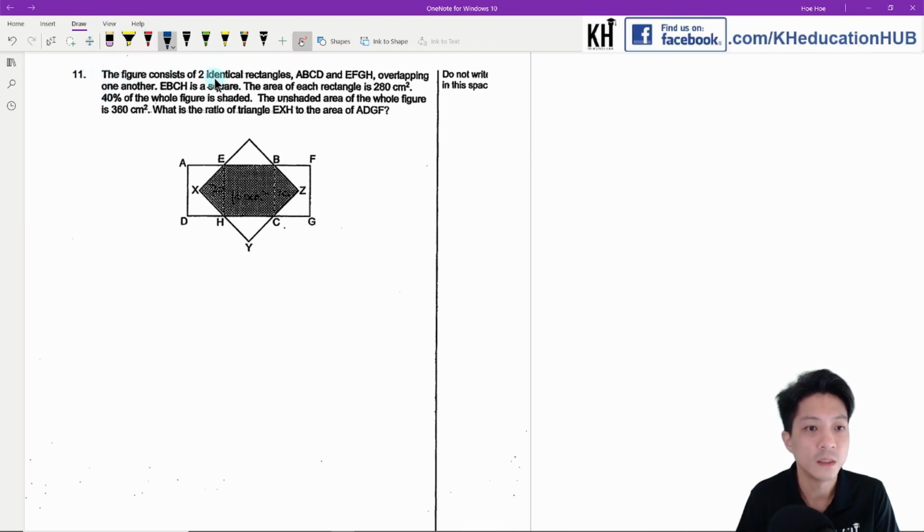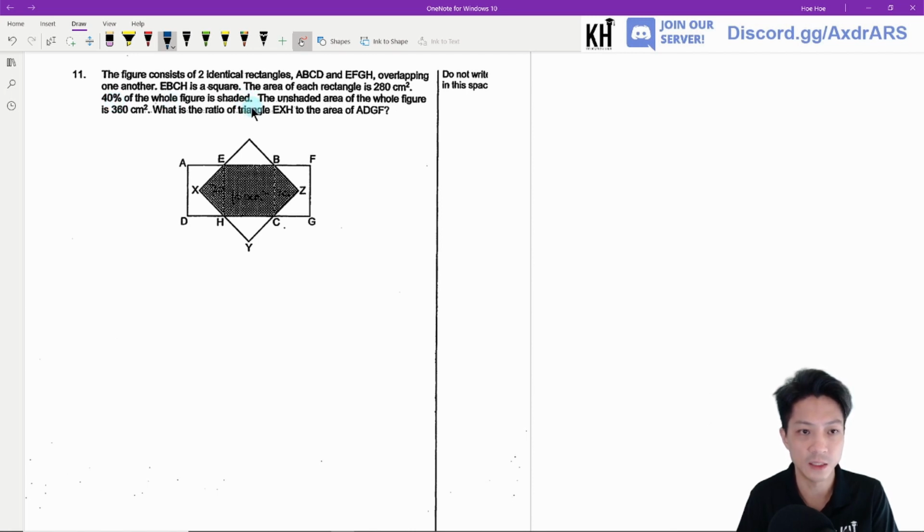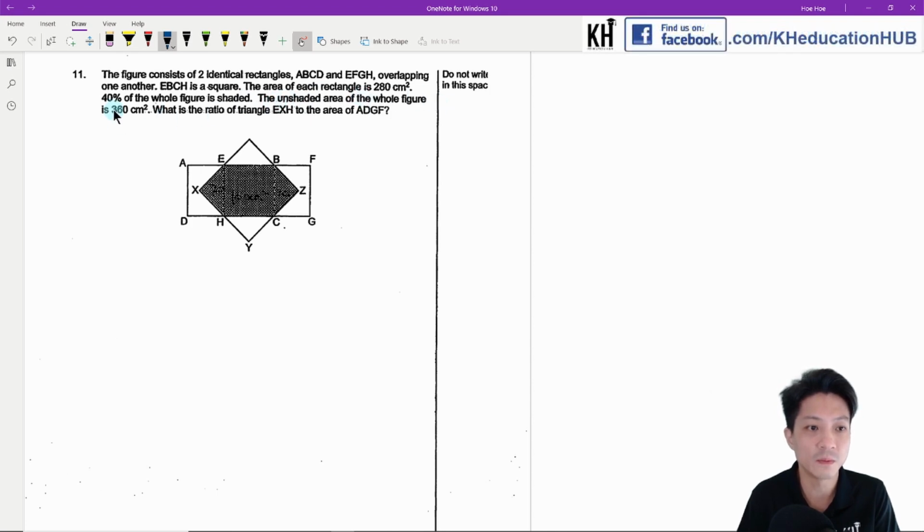Okay, question 11. The figure consists of two identical rectangles ABCD and EFGH overlapping one another. EBCH is a square. The area of each rectangle is 280 square cm. 40% of the whole figure is shaded, which means that 60% is unshaded. The unshaded area of the whole figure is 360 square cm. What is the ratio of triangle EXH to the area of ADGF?